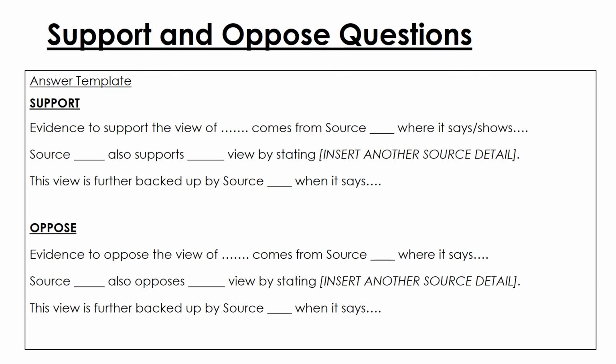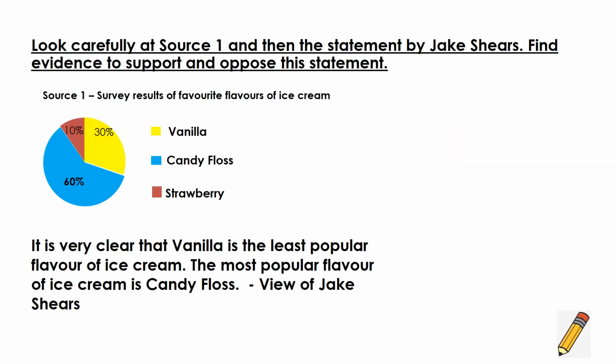Now if we look carefully here at source 1 and then the statement by Jake Shears, and we're looking to find evidence to support and oppose this statement. So source 1 is survey results of favourite flavours of ice cream. So we have vanilla in yellow 30%, candy floss in blue 60%, and strawberry in red 10%. And the statement from Jake Shears is, it is very clear that vanilla is the least popular flavour of ice cream. The most popular flavour of ice cream is candy floss.